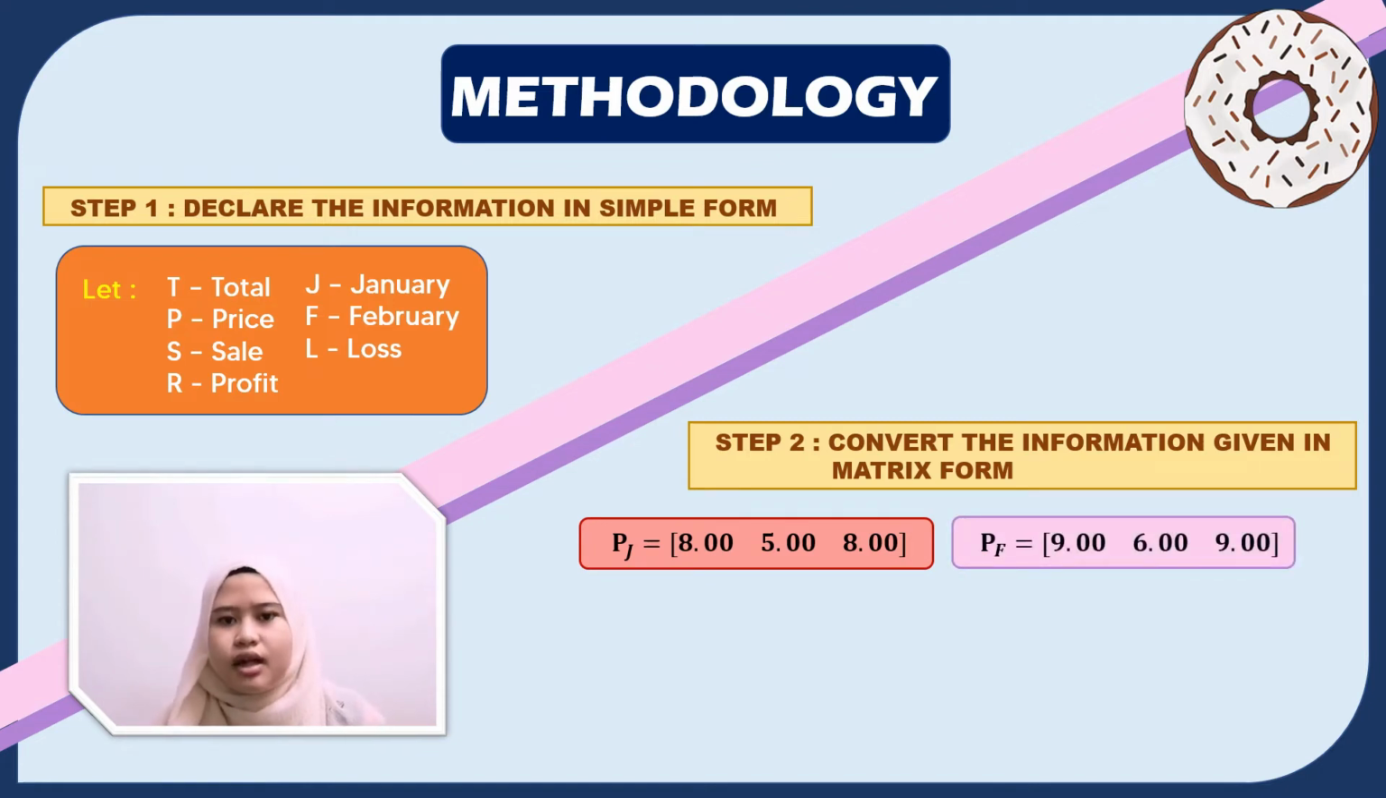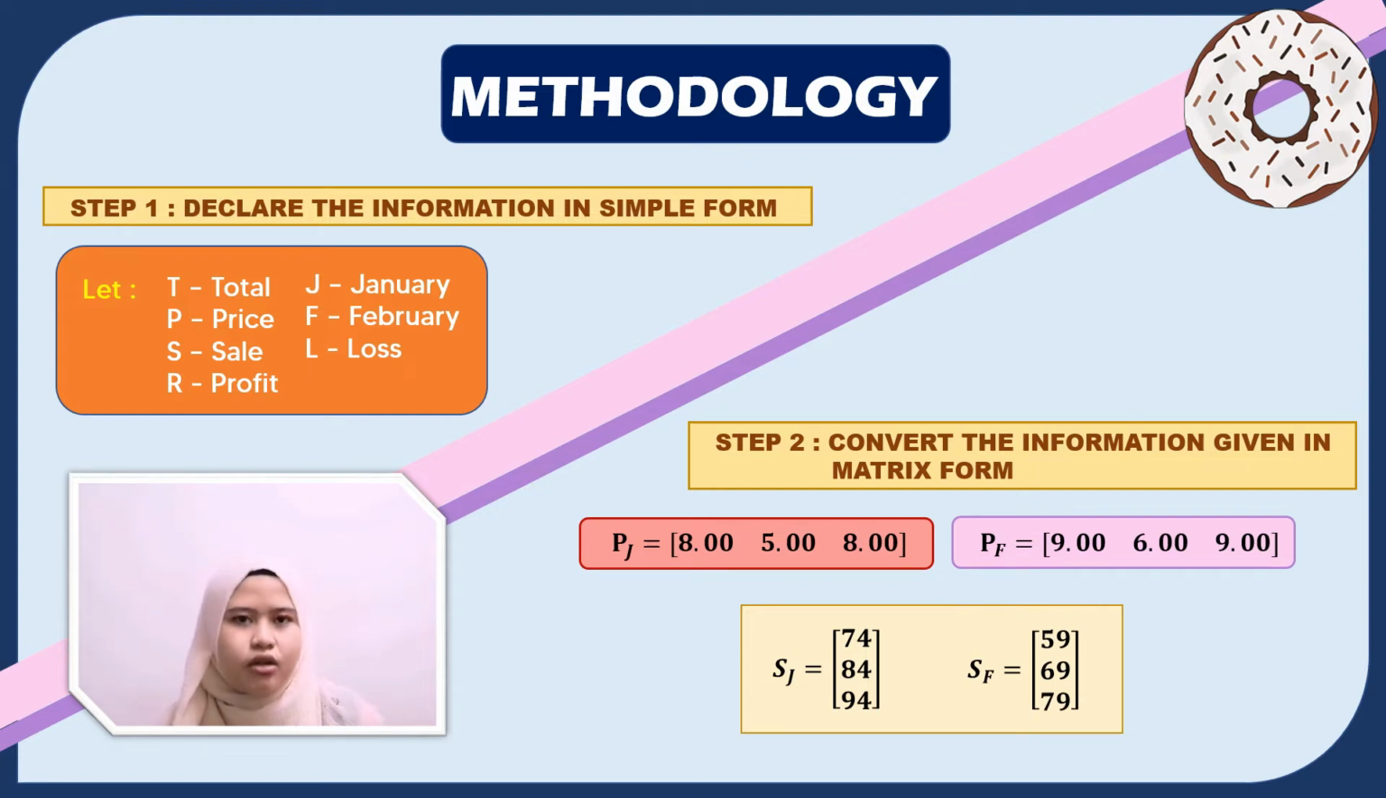Both matrices are row matrices with size 1 times 3. After that, we put the sale of each item in January in matrix SJ, while the sale of each item during February in matrix SF. Both matrices are called column matrices with the size 3 times 1.